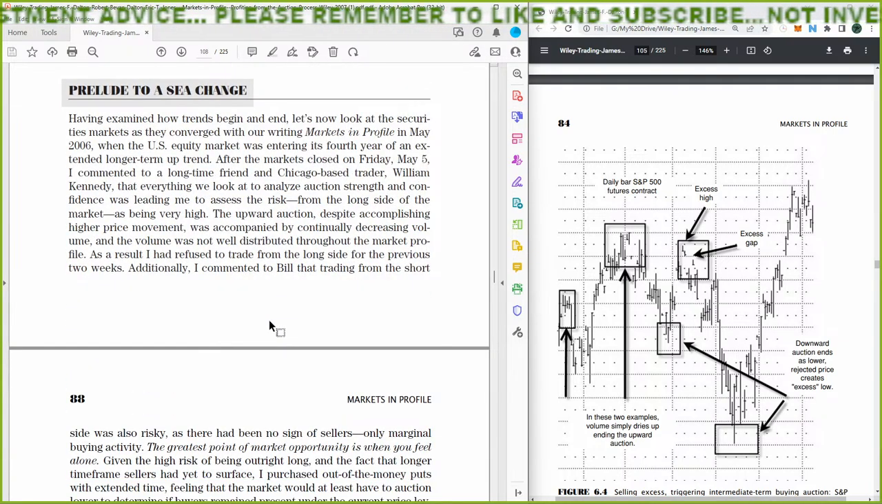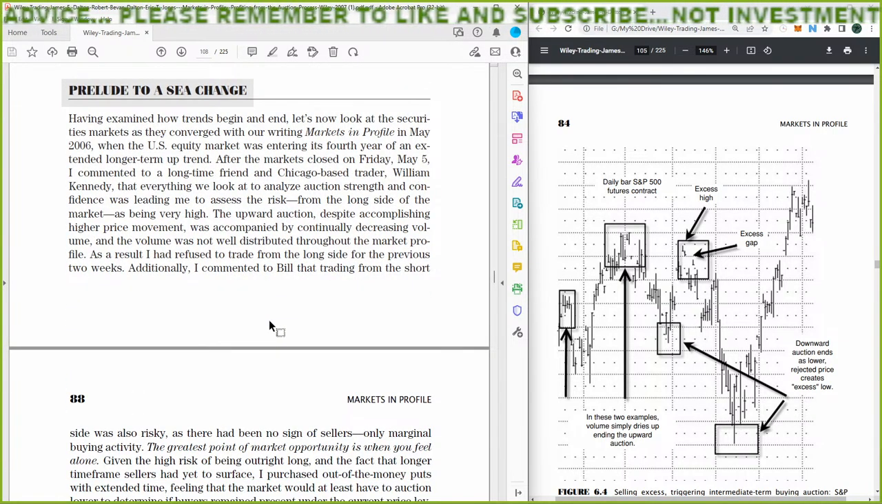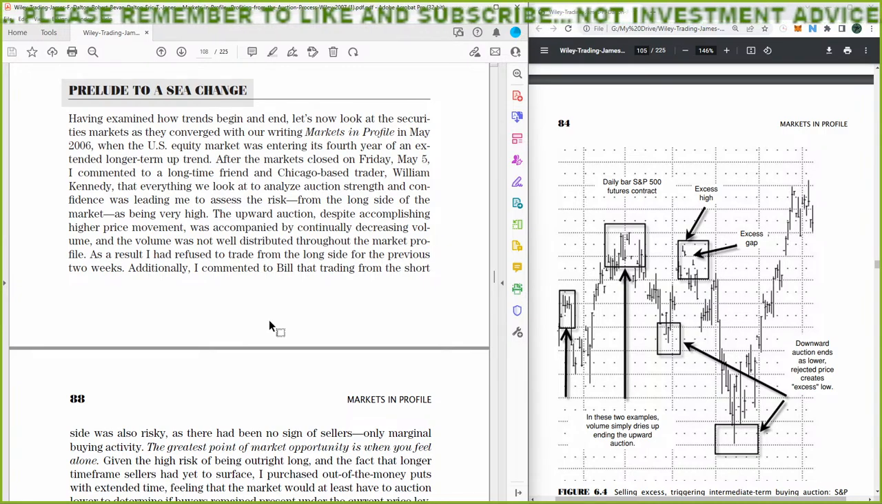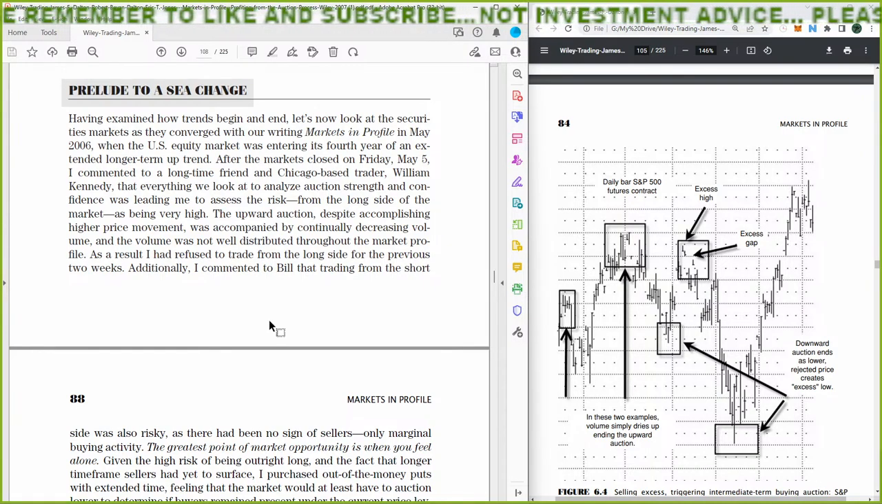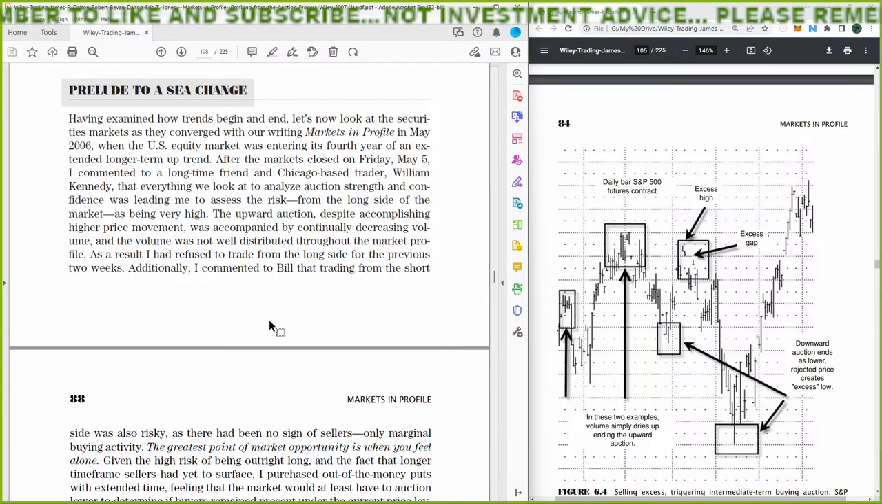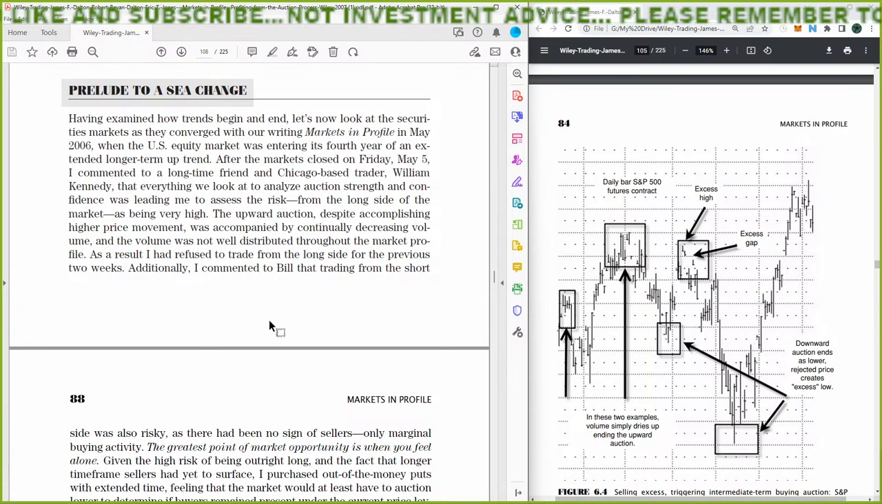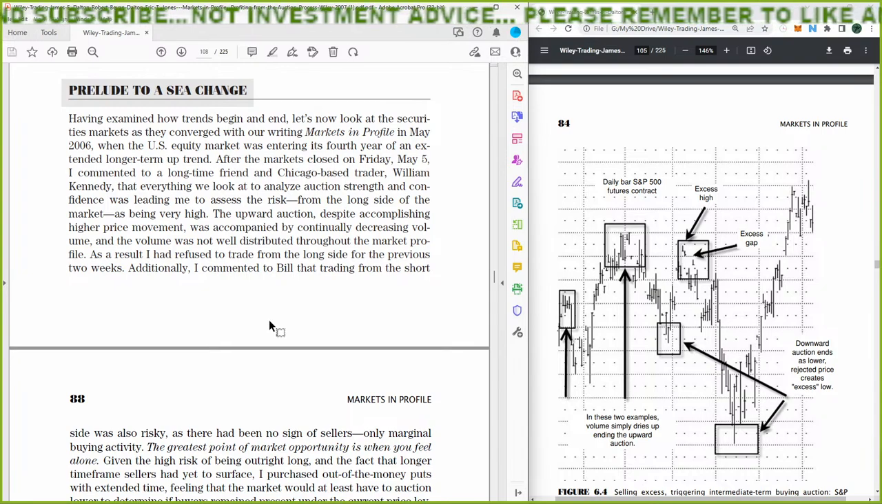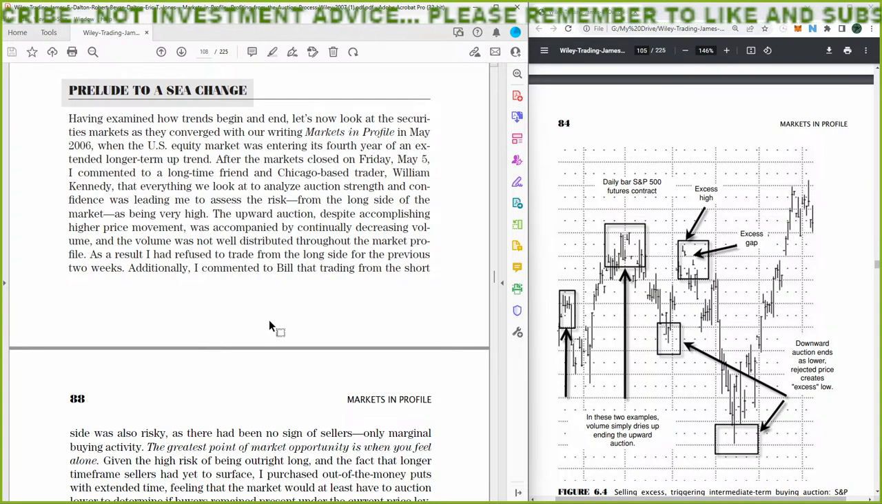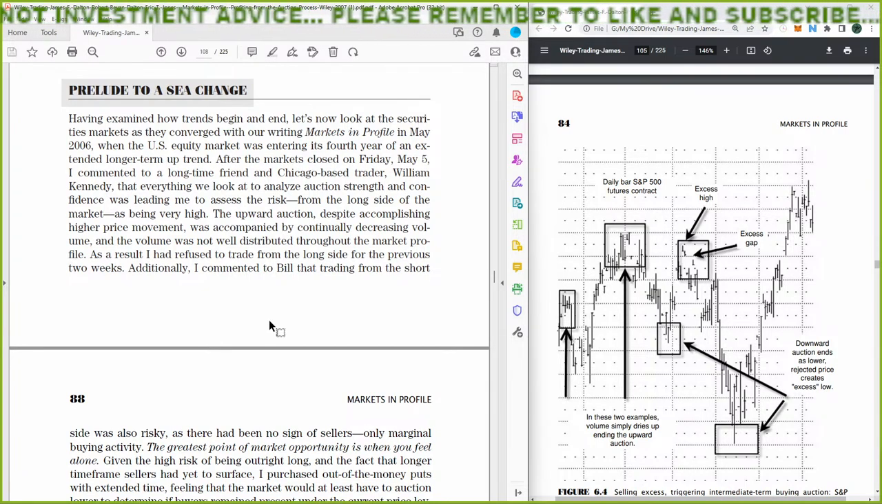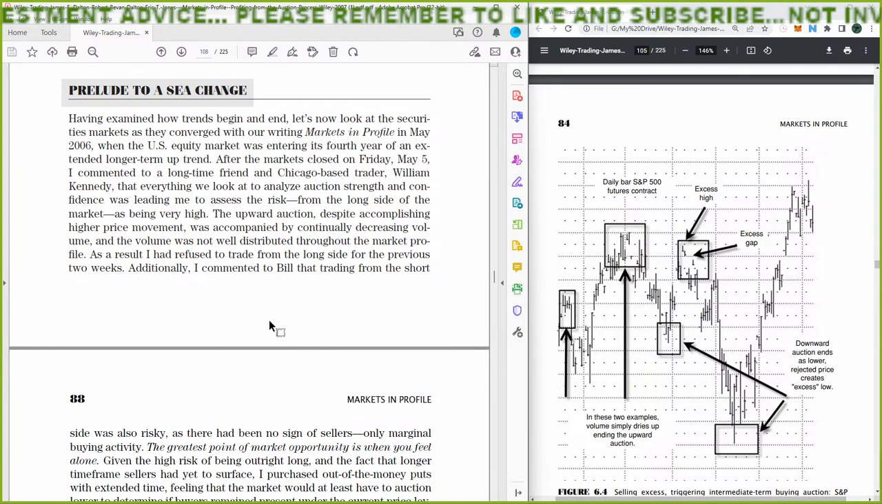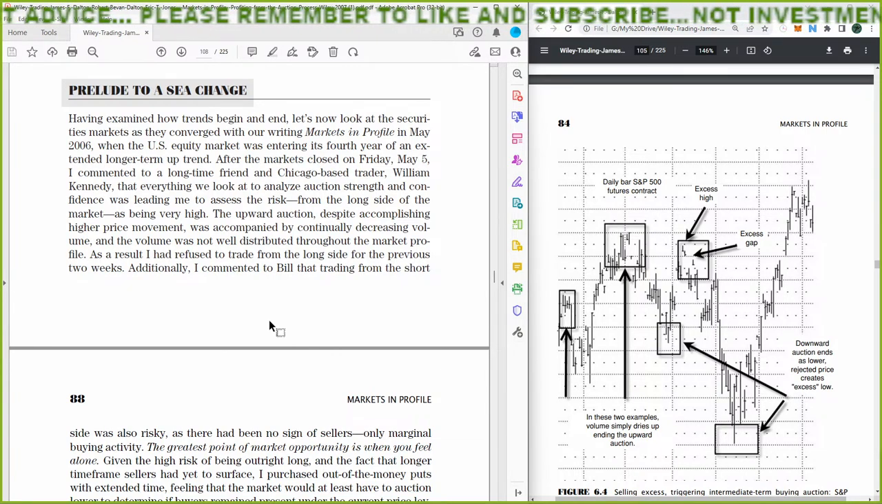The prelude to a sea of change. Having examined how trends begin and end, let's now look at the securities market as it converged with our writing Markets and Profile in May 2006, when the U.S. equity market was entering its fourth year of an extended long-term uptrend.